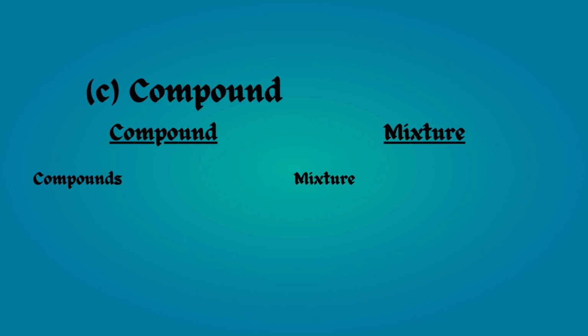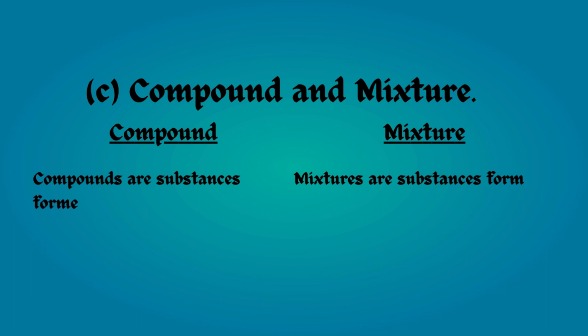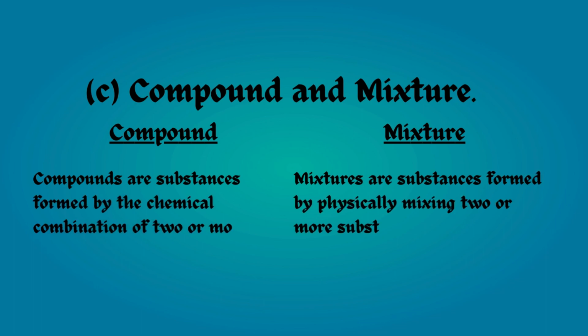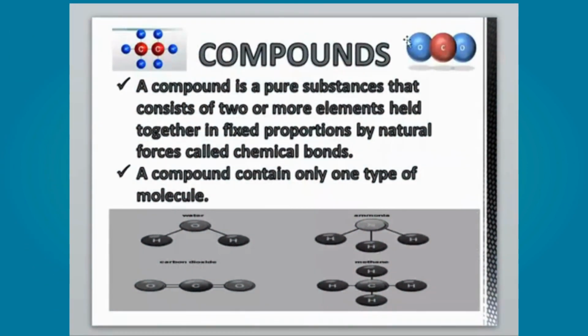Compounds are substances formed by the chemical combination of two or more elements. Mixtures are substances formed by physically mixing two or more substances together. Compounds. A compound is a pure substance that consists of two or more elements held together in fixed proportions by natural forces called chemical bonds. A compound contains only one type of molecule.